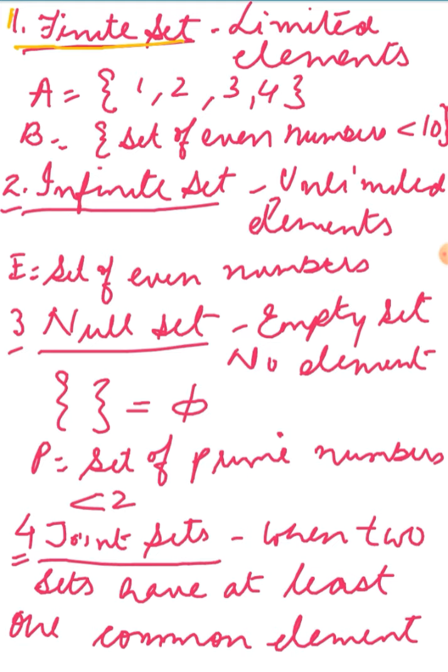Now comes null set. Null means empty set, which has no element. So it is denoted by the symbol phi. P is equal to the set of prime numbers less than 2. So less than 2 there is no prime number. So it is a null set.